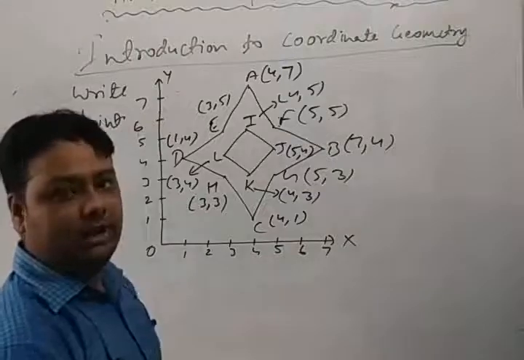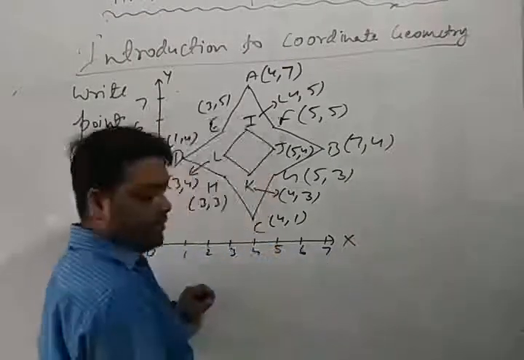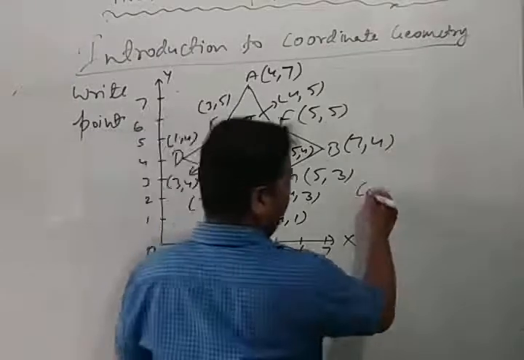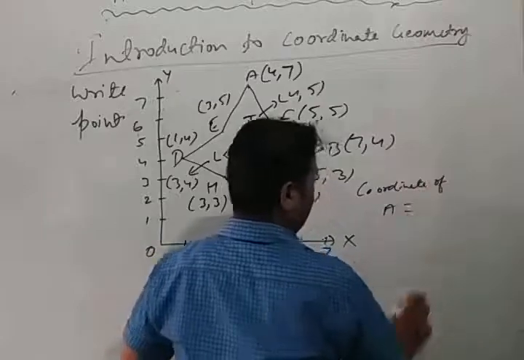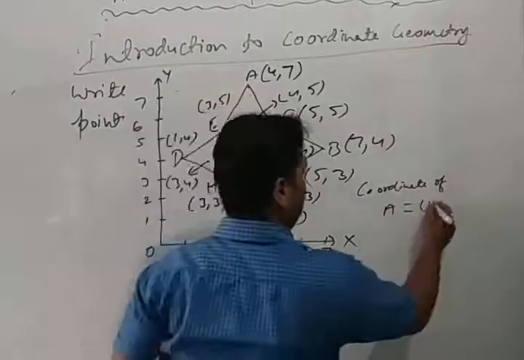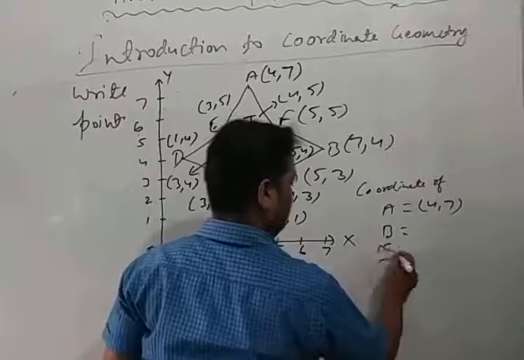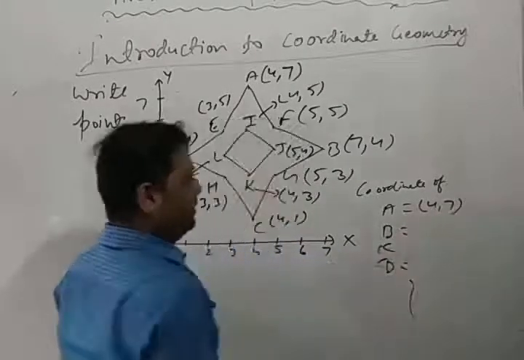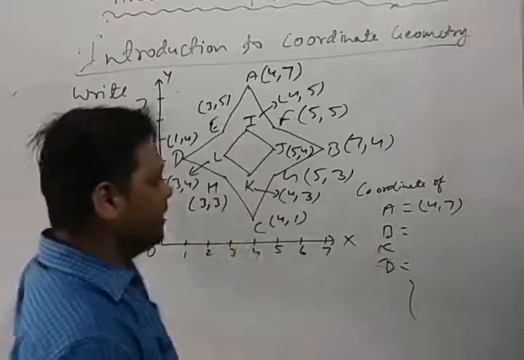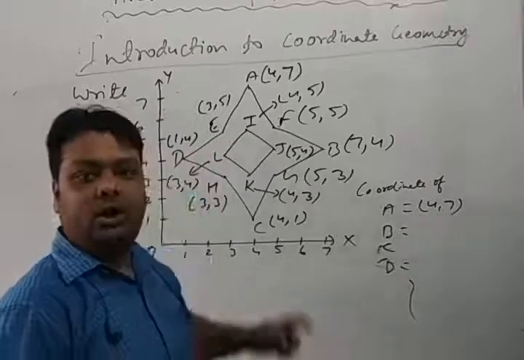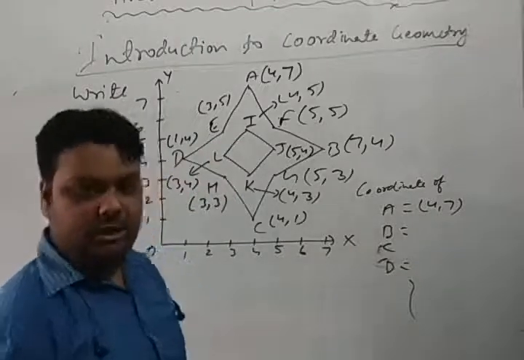Like this we can write in the graph, and if you are writing just beside the point, then you can write: coordinate of A is equal to (4, 7). Then B, C, D and so on, we have to find. So like this, at first we will see the x-axis, then the y-axis to find the coordinates of any point. Okay, now let's see another question.